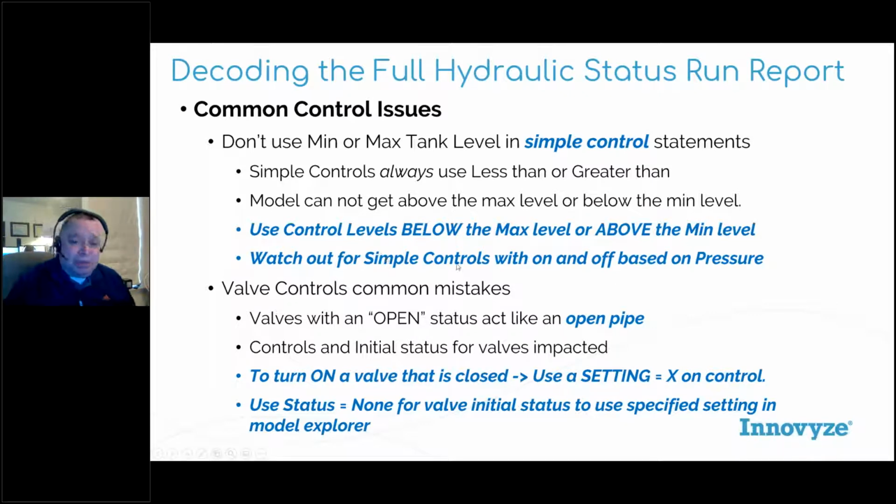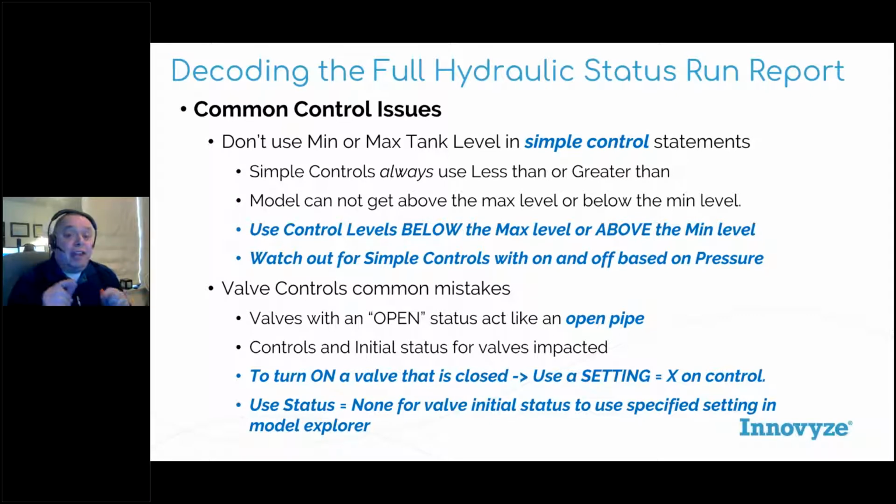Again, watch out for simple controls that are based on pressure values, because an EPA engine does tend to be a little bit more unstable, especially if there's an on and an off in the same simple control. Another common simple control mistake that we'll see a lot is because you don't write a lot of valve controls. So valves with an open status, when you give a valve either from an initial status or a control, an open status, that says, hey, don't act like a valve anymore, you're now an open pipe. Very different than probably what you want to have happen. So watch out for that.